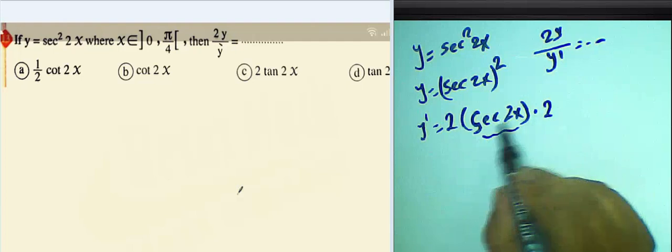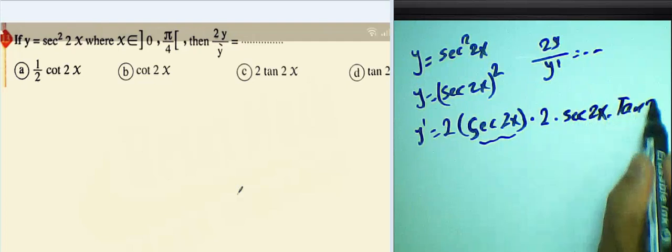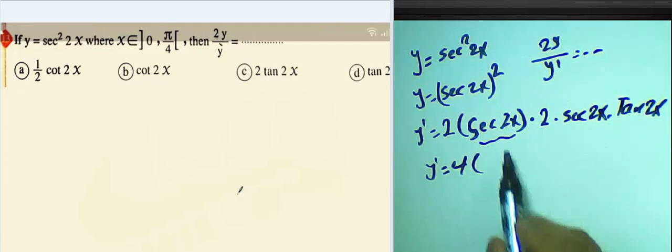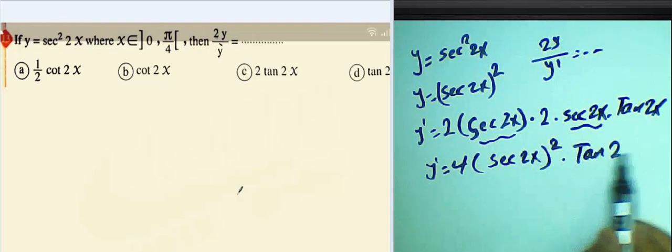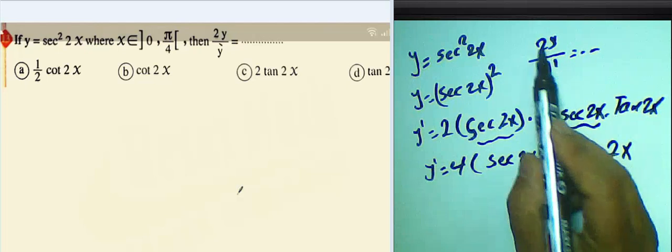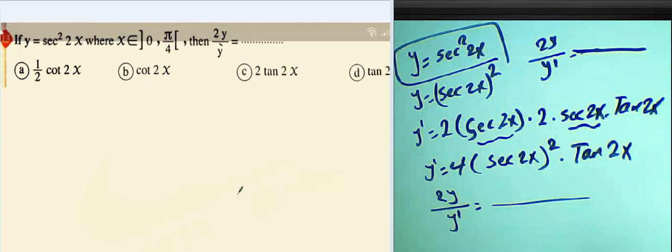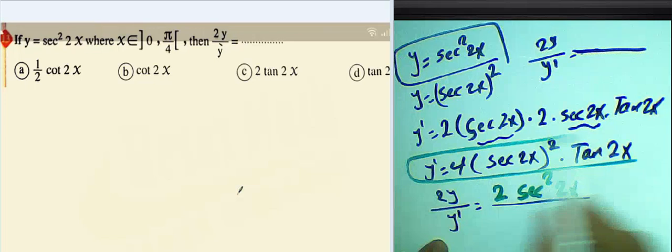And the derivative of sec is sec tan. So sec 2x tan 2x. And we find the derivative outside, 2 times 2 equals 4. Sec 2x and sec 2x, it will be sec 2x whole squared multiplied by tan 2x. And we want to find 2y over y dash. You can write here 2y over y dash equals, we know y equals sec squared 2x.